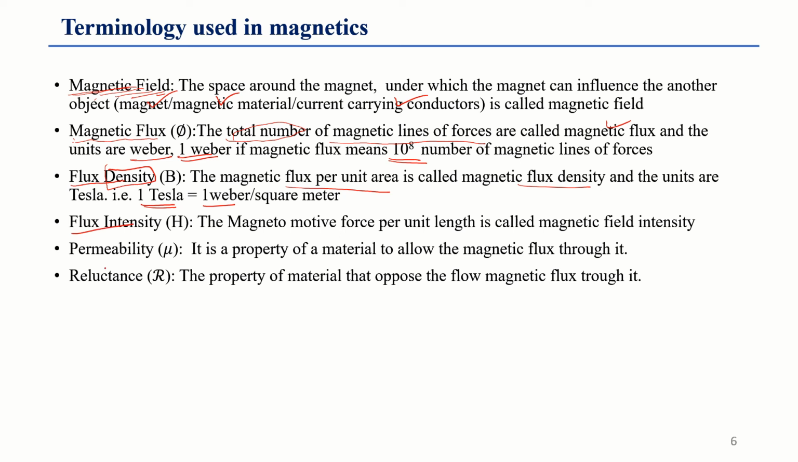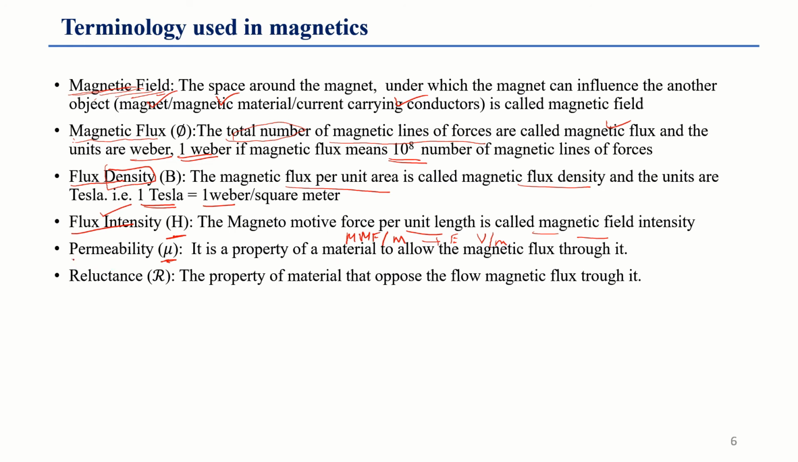The other thing is magnetic field intensity, which is represented by H. This is basically the magnetomotive force per unit length, that is mmf per meter. It is called magnetic field intensity. Maybe you can relate it to the electric field intensity E in electrical fields, that is volt per meter, right?